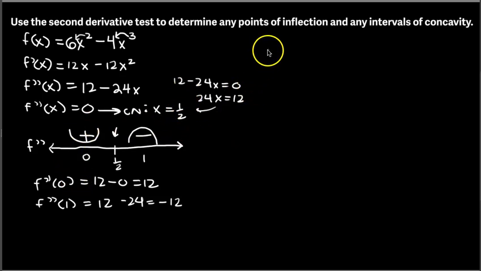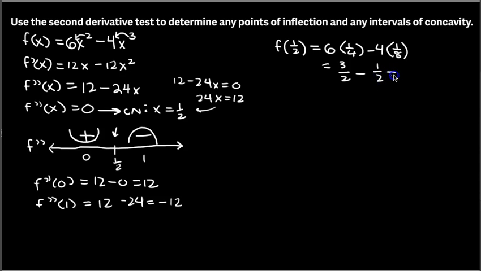So I'll explain to you shortly why we need to do this, but first let's just plug it in. So we want to find f of 1/2. And remember, this is plugged into the original function f because we've already completed the second derivative test. So when we find f of 1/2, we're going to get 6 times 1/4 minus 4 times 1/8. So that's equal to 3/2 minus 1/2. So that's just equal to 1. So f of 1/2 is 1. So what does this mean? Why did we find the value of f of 1/2?